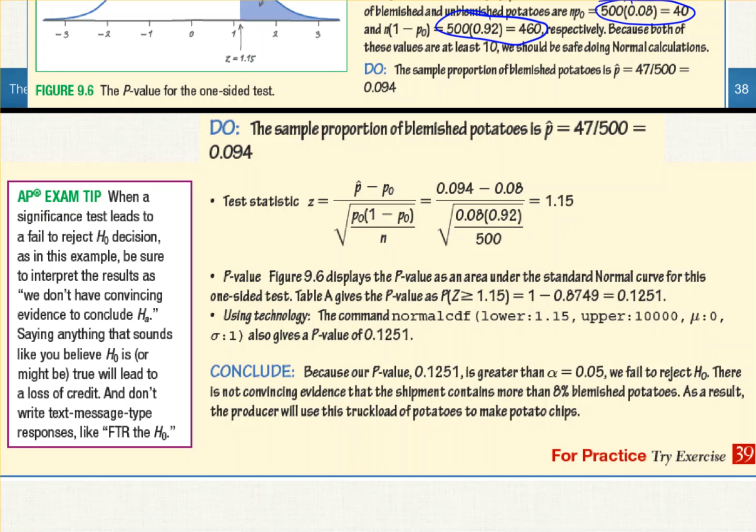So we calculate the test statistic. Again, we wrote all the stuff up above, but p hat, that's our sample proportion, was 0.094. P naught, that's our null hypothesis proportion, 0.08. Our standard deviation uses the p from our null hypothesis, and we get a z equal to 1.15. So if we go ahead and use our calculator here, let's find out.